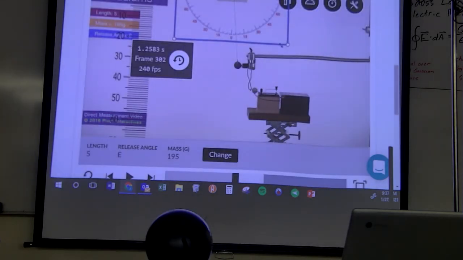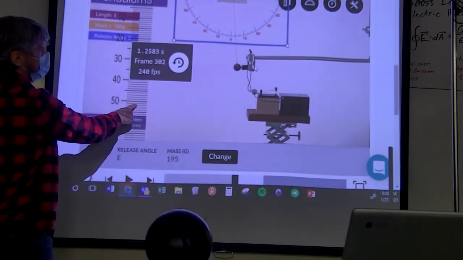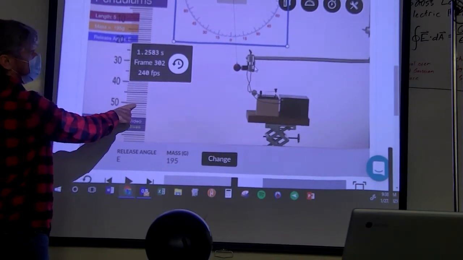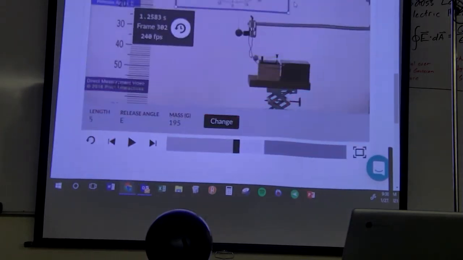So those are the measurements you make. You measure the release angle here. You measure the length of the pendulum with this guy, you measure the time with that guy, and then if you're varying the mass, you just choose the mass.